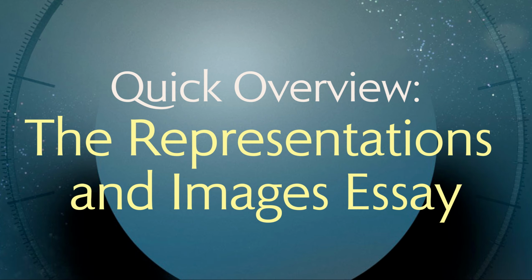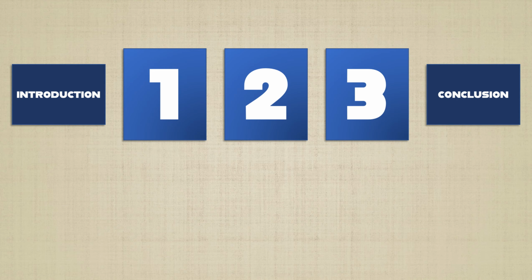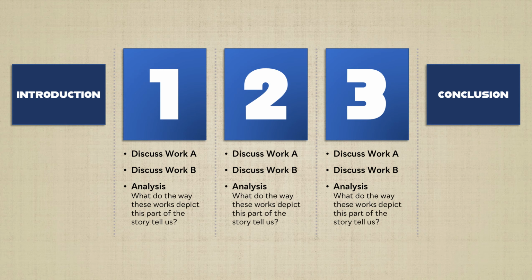Whatever option you choose, your plan of attack should be as follows. Choose 3 aspects that your works have in common and compare your reactions to the 2 works in relation to each aspect and what you think the works are trying to tell us.